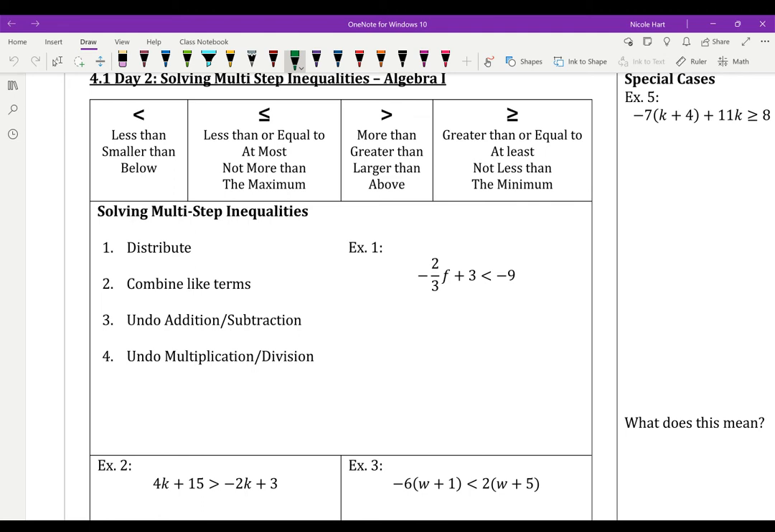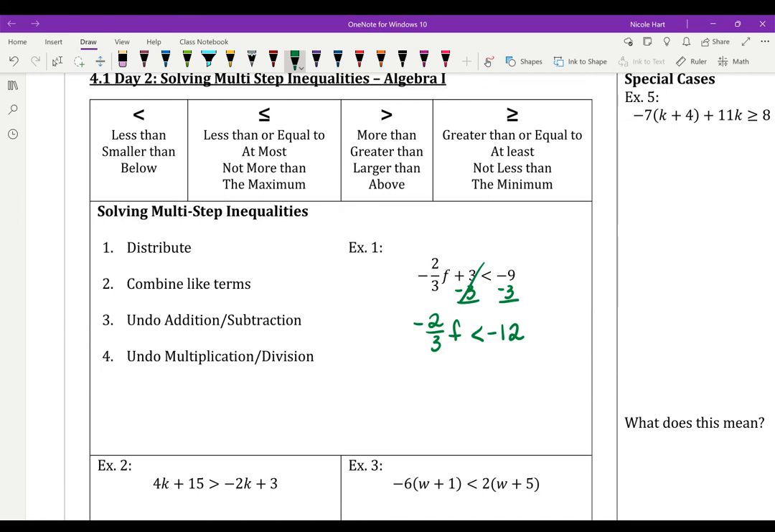Our example here says negative 2 over 3f plus 3 is less than negative 9. I want to get f by itself. We don't have any parentheses, so I'm not going to have to distribute anything. I don't have any like terms to combine. So I'm going to undo the addition with that 3 and subtract 3 on both sides. We're left with negative 2 over 3f is less than negative 9 minus 3, which is negative 12.